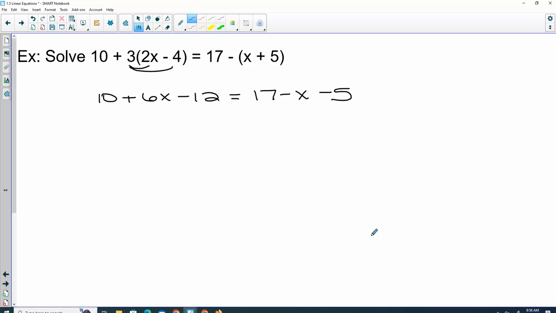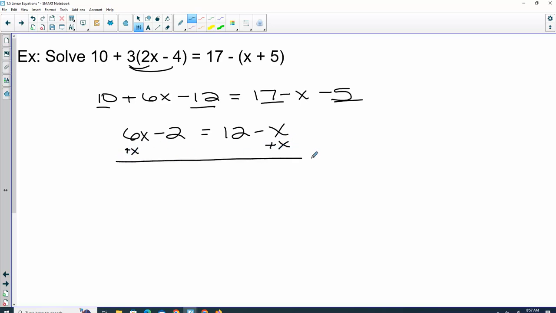Combine like terms. So 10 and negative 12, negative 2. Over here, 17 minus 5 would be a 12. Now we need to get x's on one side and the numbers on the other. So if I add over my x, can I go ahead and add my 2 in the same step? So 7x equals 14, divide by 7 and x is 2.